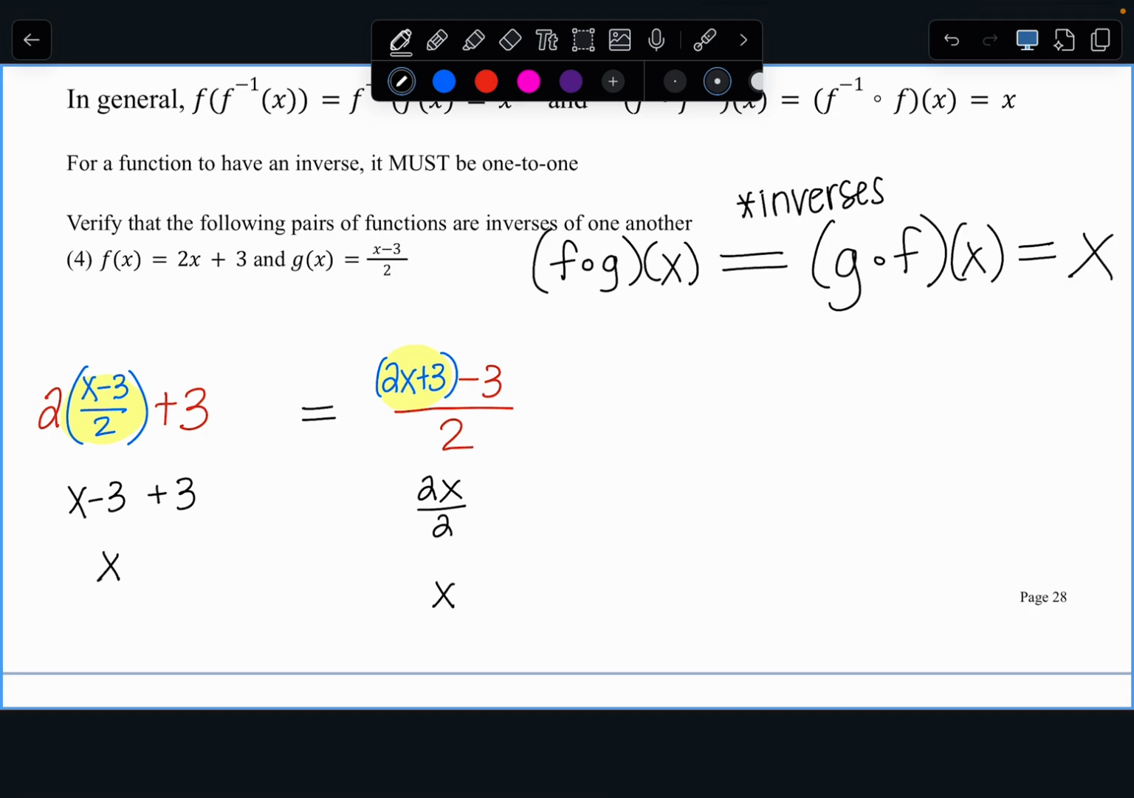Which gives us x. They both equal x, so yes, they are inverses.